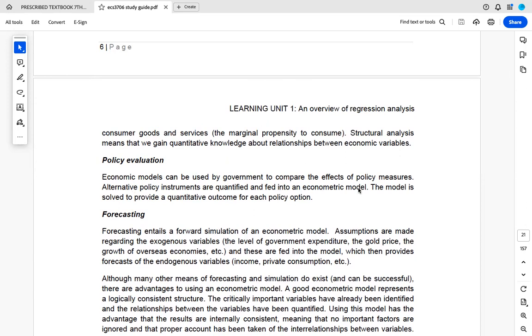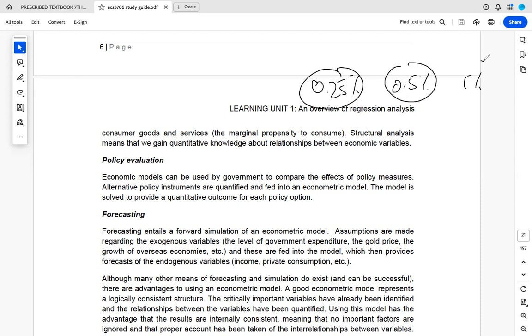For example, the Reserve Bank might say, okay, we want to raise short-term interest rates by 1%, 100 basis points, or 0.5%, which is 50 basis points, and so forth. So before they decide, they might have three different options: 0.5%, which is 50 basis points, 1%, which is 100 basis points, and 0.25%, which is 25 basis points.